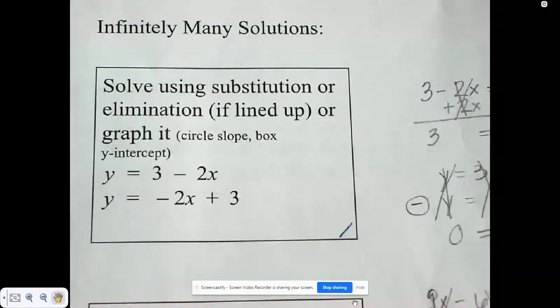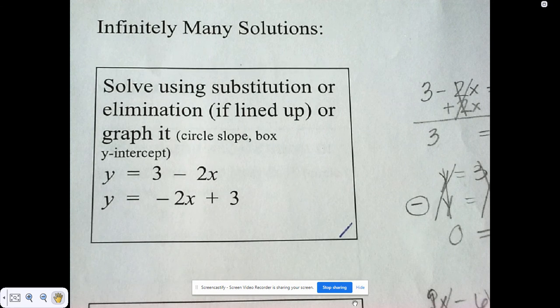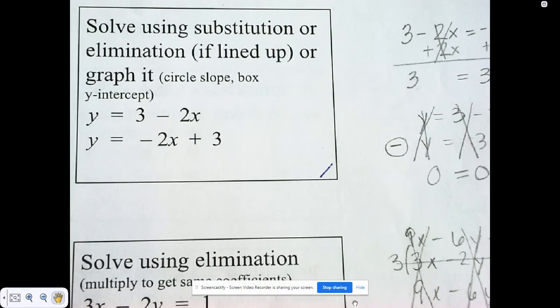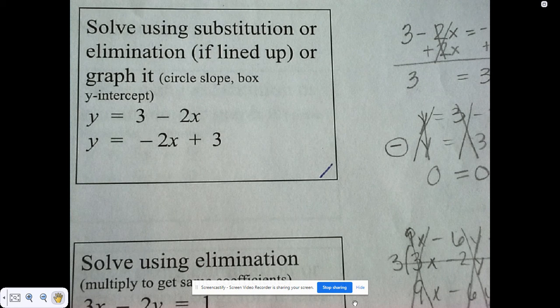We're just reviewing for the benchmark on how to solve systems. We went through and spent a lot of time on substitution, elimination, graphing, equal values, and how to find a place where the two lines intersect. Sometimes they don't intersect and we end up with no solutions, and other times they intersect at every single point and we have an infinite amount of solutions. So we're going to go through and review those as well.